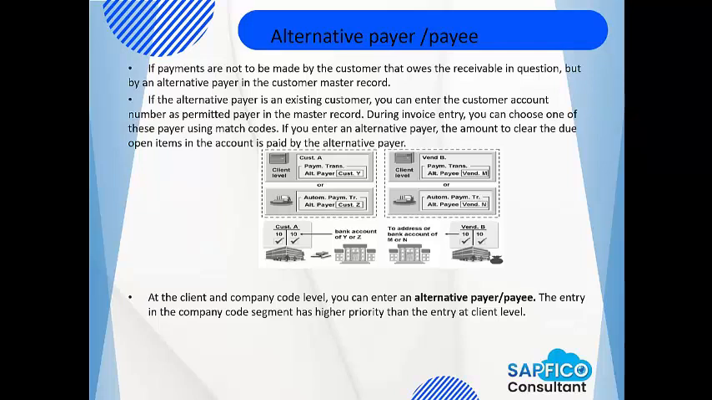During invoice entry, you can choose one of these payers using match code. To enter an alternate payer, the amount to clear the due open item in the account is paid by the alternate payer.